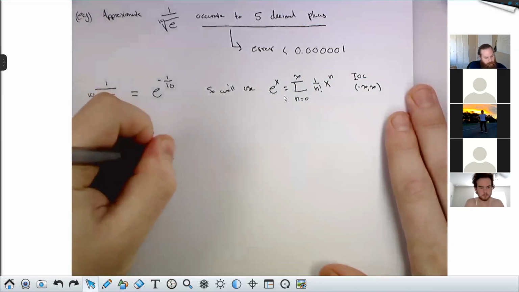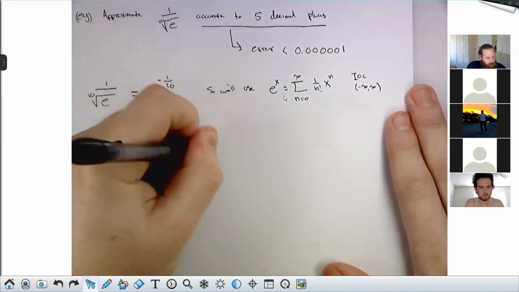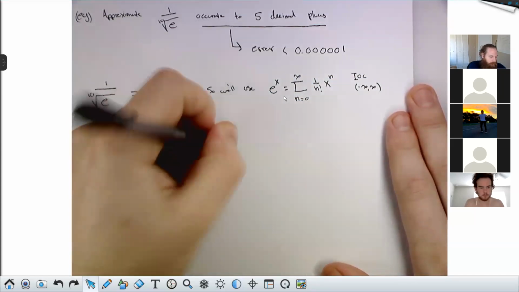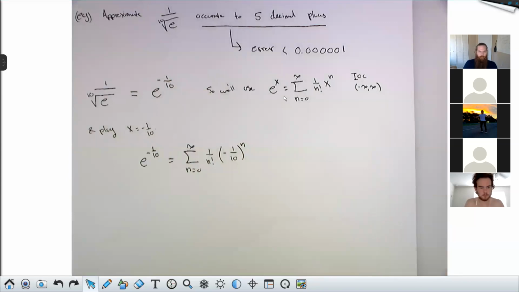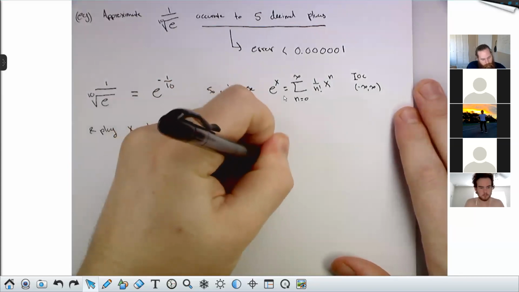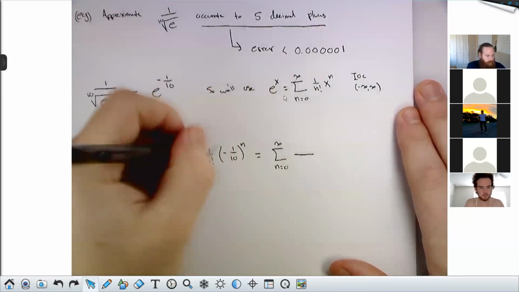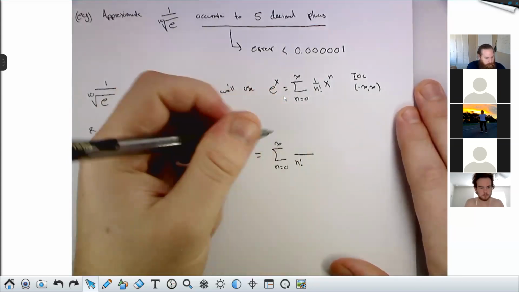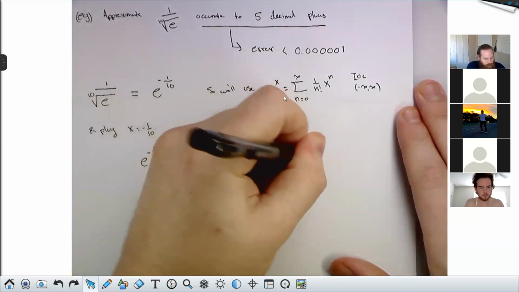So e to the negative 1/10 should be sigma n from 0 to infinity of 1 over n factorial times negative 1/10 to the n. And I want to clean this up as much as I can. That's sigma n from 0 to infinity. I have my n factorial downstairs, and then negative 1/10 to the n is negative 1 to the n over 10 to the n.